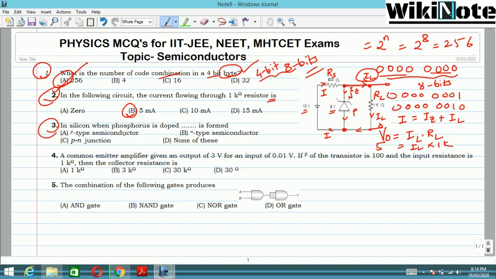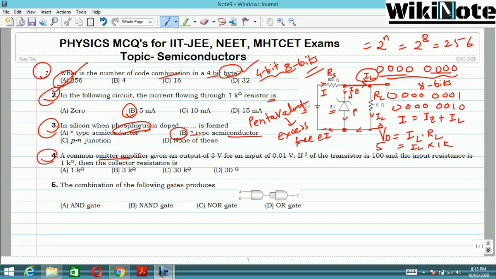Question number 3. In silicon, when phosphorus is added, now you have to look for this. So phosphorus means this is a pentavalent impurity, and pentavalent impurity means by default this is going to be n-type semiconductor. Pentavalent means excess free electrons, and excess free electrons means this is going to be negative, that is n-type semiconductor.